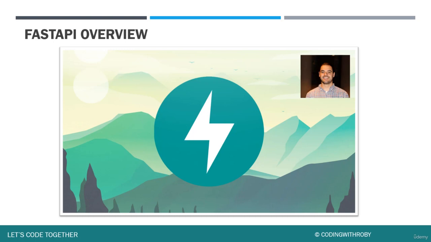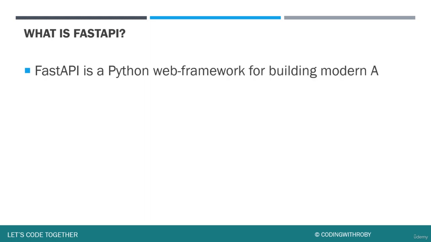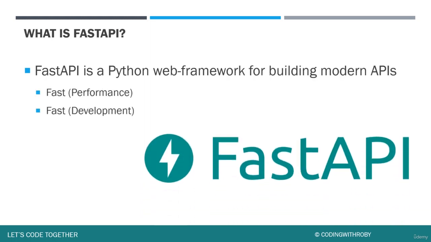And in this lecture, we're going to be going over the FastAPI Overview. What is FastAPI? Well, FastAPI is a Python web framework. A web framework means that FastAPI is trying to keep everything simple, but scalable and extensible for you as the developer.